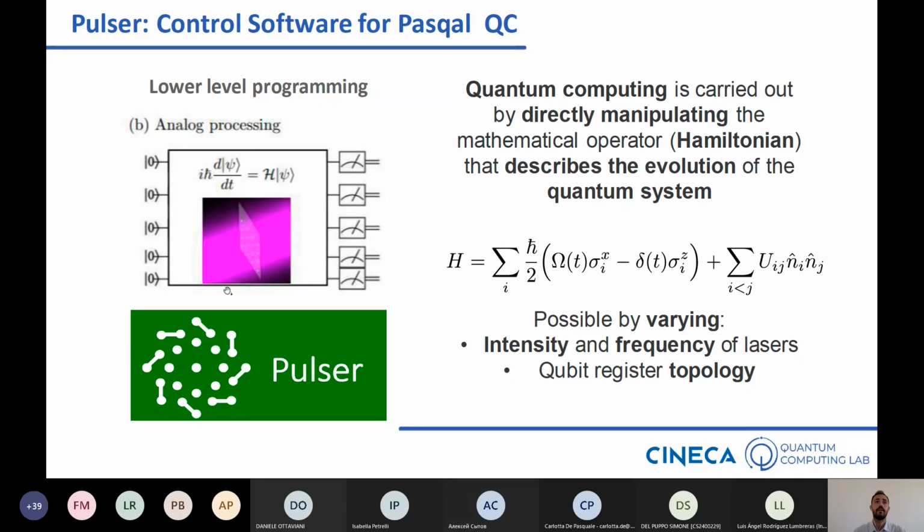With Pulsar you manipulate the Hamiltonian using laser pulses that vary this term, and this term. This is varied with intensity. This is varied with the frequency of the laser, and this is varied with the position of the tweezer, basically with the topology.